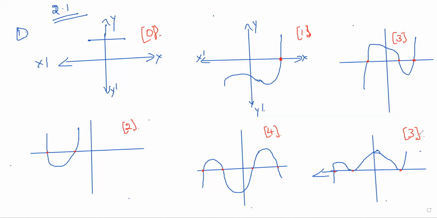So this is how, by seeing the graph, we write the number of zeros. Next, exercise 2.2. You have to find the zeros of the polynomial, children. Find the zeros of the quadratic polynomials. In that, the first one: x square minus 2x minus 8.